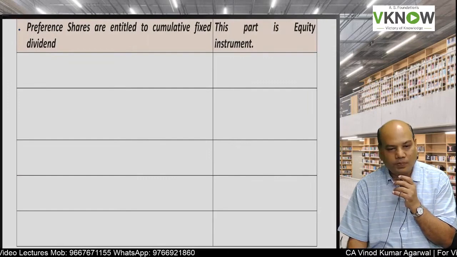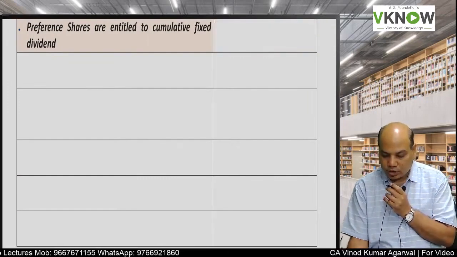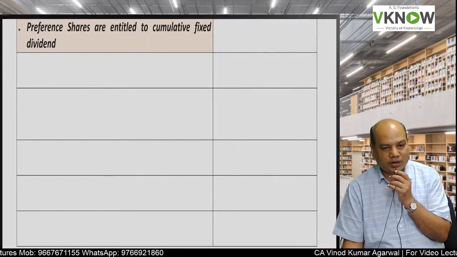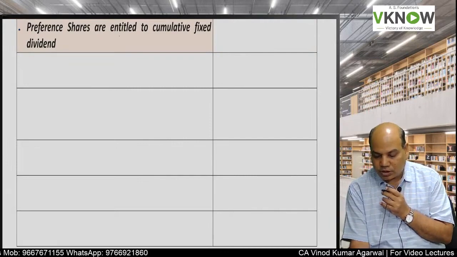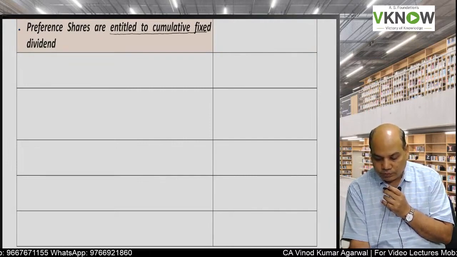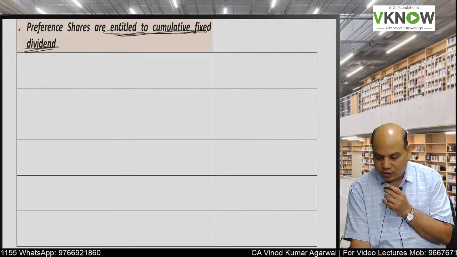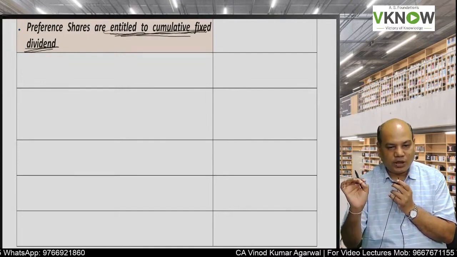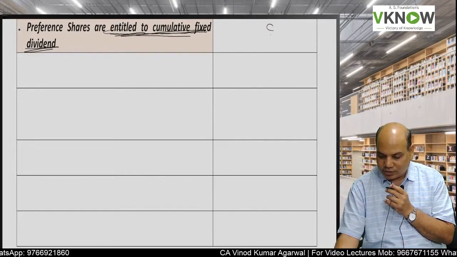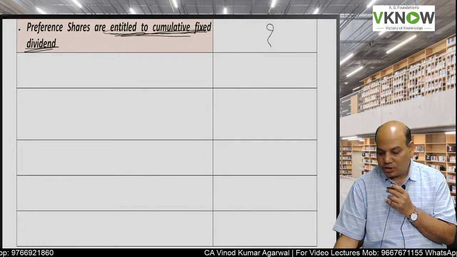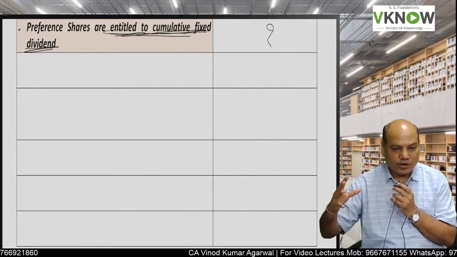Some more example on preference share. You have to participate and answer. Preference shares are entitled to cumulative preference dividend, cumulative fixed dividend. I will give you 100 rupees if you give me the correct answer. Preference shares are entitled to cumulative fixed dividend.